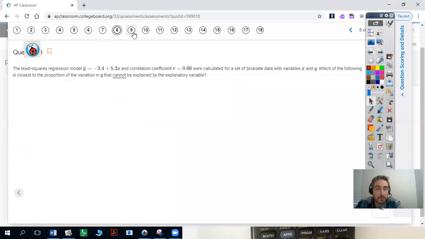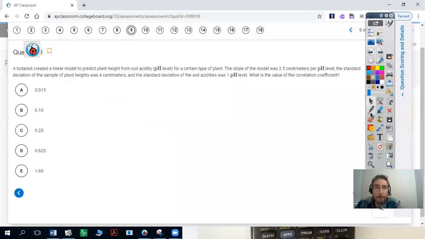Number 9. A botanist created a linear model to predict plant height from soil acidity for a certain type of plant. The slope of the model was 2.5 centimeters per pH level. The standard deviation of the sample of plant heights was 4 centimeters, and the standard deviation of the soil acidities was 1 pH level. What is the value of the correlation coefficient?